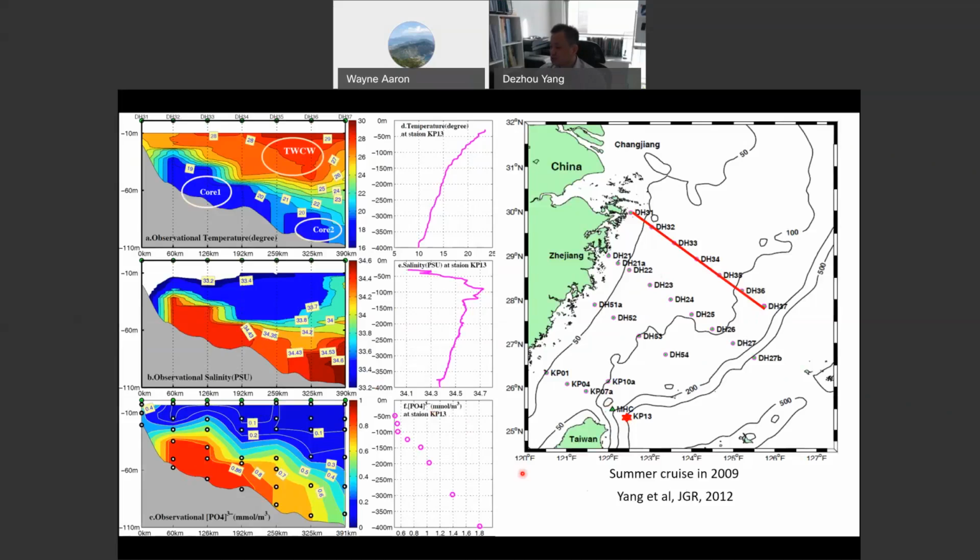This profile shows the phosphate at this station. You can find the concentration of the phosphate increases with depth. It is almost zero at the sea surface, but it increases to about 1 micromole per cubic meter at 200 meters.